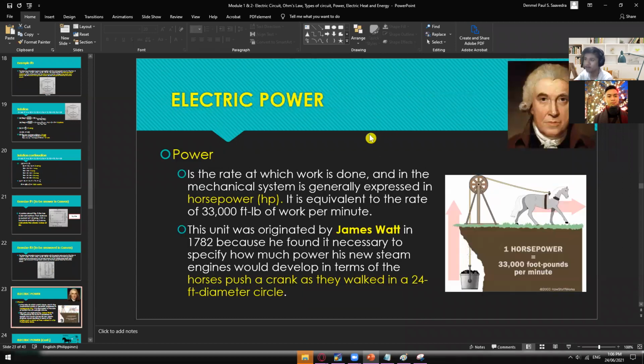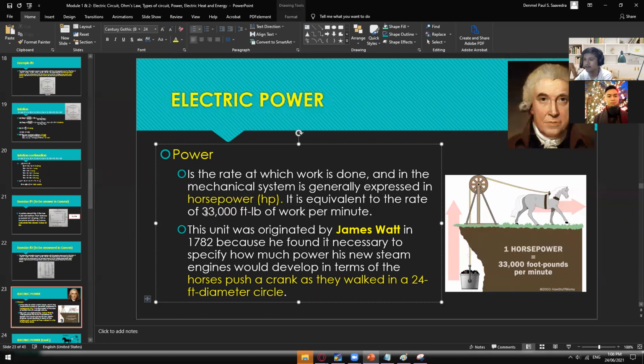But before that, let's talk about electric power. Electric power, or power, is the rate at which work is done. In the mechanical system it is generally expressed in horsepower, or HP. It is equivalent to the rate of 33,000 foot-pounds of work per minute. Later on, we'll have the computation on why it's 33,000. Here's a representation of horsepower. That is the power of this horse, which is just, let's say, one. So it's equal to 33,000 foot-pounds per minute.